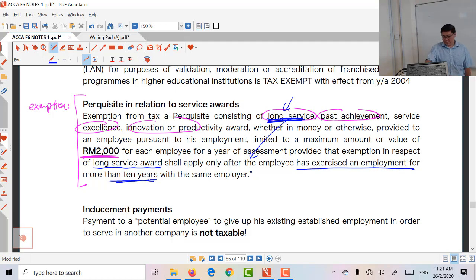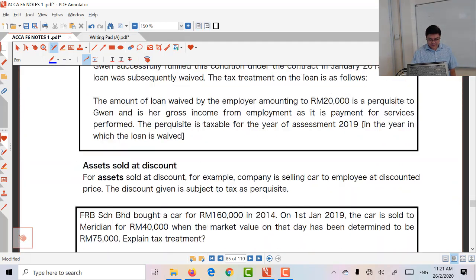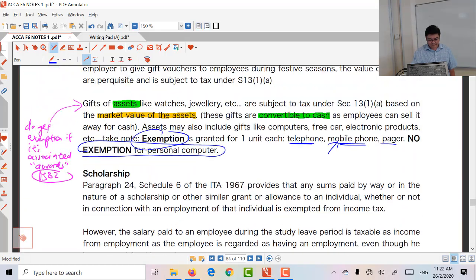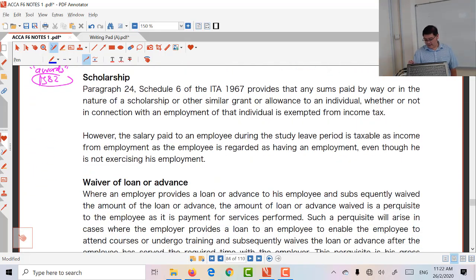Alright, okay, so I've covered quite a number of 13.1A items, so maybe you just take a short break, then we'll come back after the break and carry on.